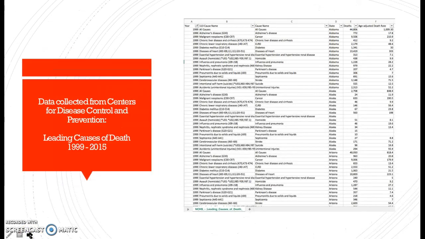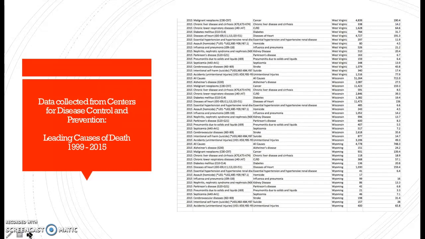The data collected from the Centers for Disease Control and Prevention, or CDC for short, was on the topic Leading Causes of Death for the years 1999 to 2015 for all 50 states. There are approximately 16 causes of death listed in this data, from cancer to diabetes, diseases of the heart, stroke, suicide, unintentional injuries, and Parkinson's disease.